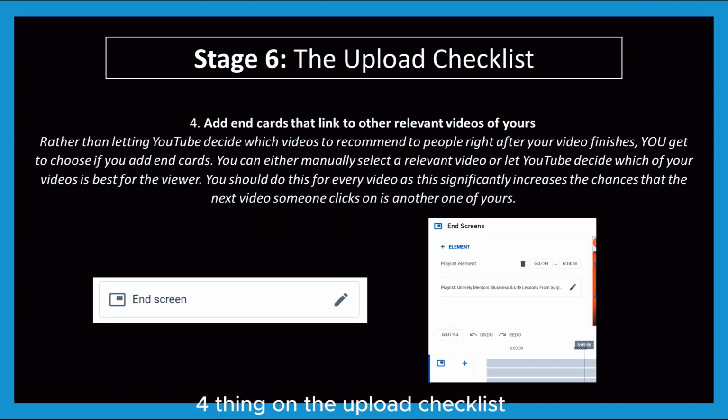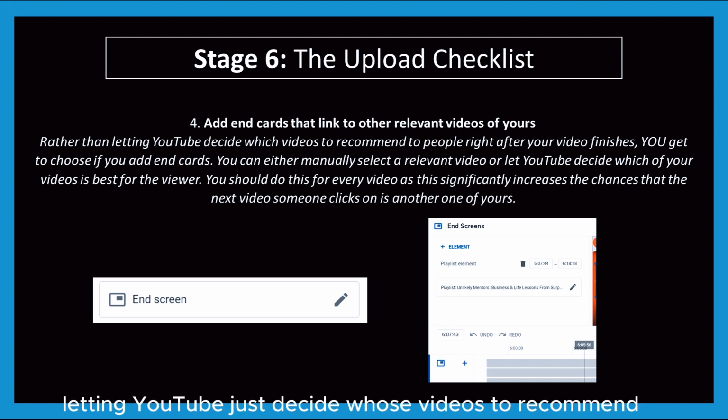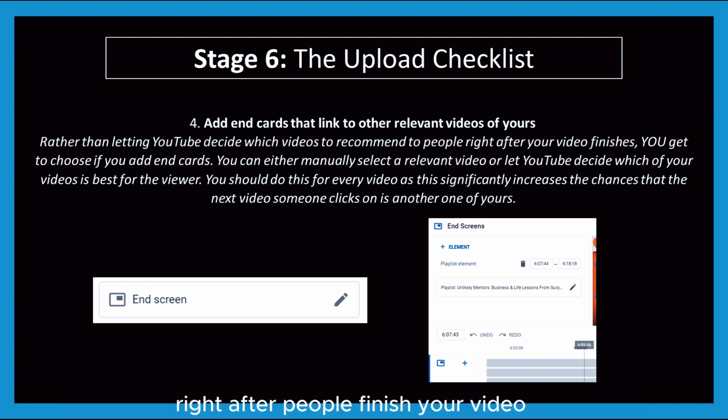Fourth thing on the upload checklist, add some end cards that link to other relevant videos of yours. So rather than letting YouTube just decide whose videos to recommend right after people finish your video, well, why not decide yourself? Which you can do if you add end cards. You can either manually select a relevant video of yours, or you can let YouTube decide which video of yours is best for the viewer. But you should be doing this for every video, as it significantly increases the chances that the next video someone clicks on is another one of yours.